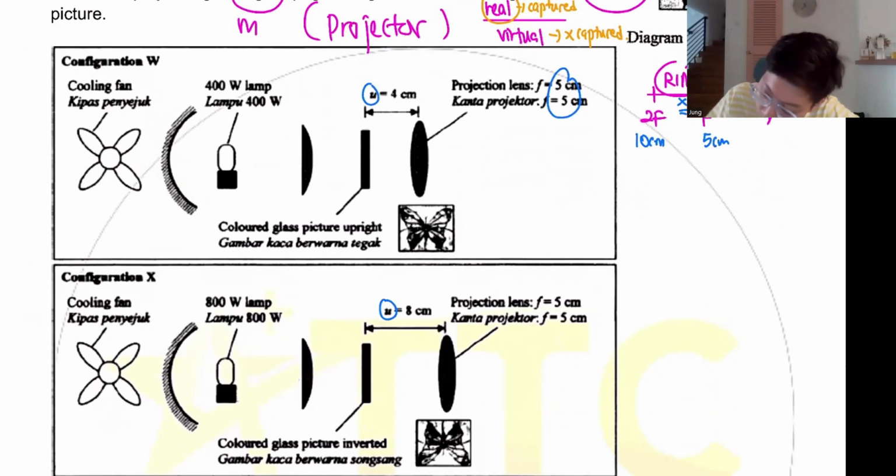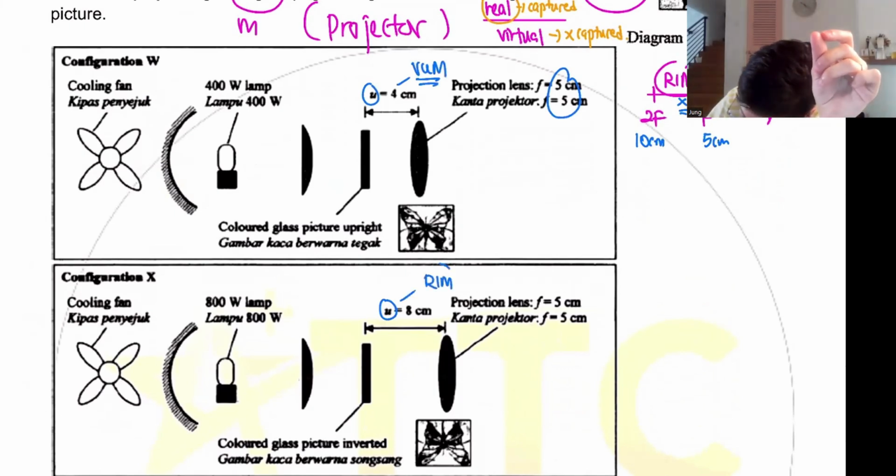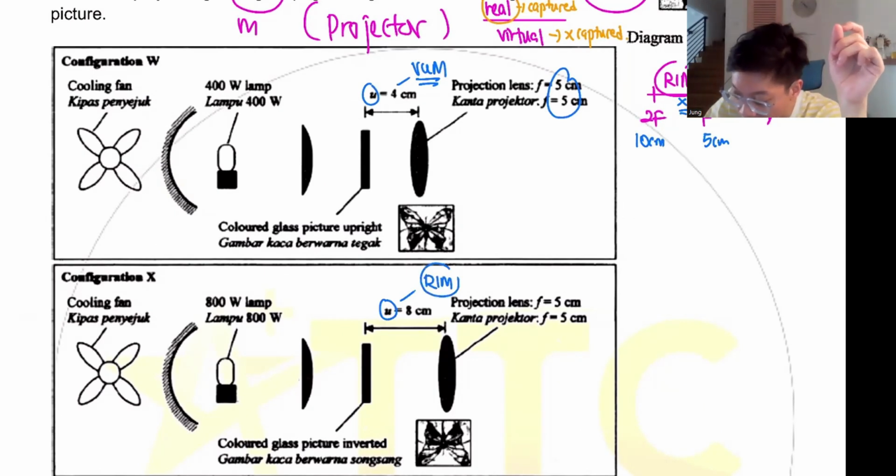Okay. So now, if it is 4 cm, it means that it's in front, right? This will form a virtual upright magnified image. But if it's 8 cm, it's a real inverted magnified image. Because in front here is VUM, 4 cm is here, 8 cm is here.